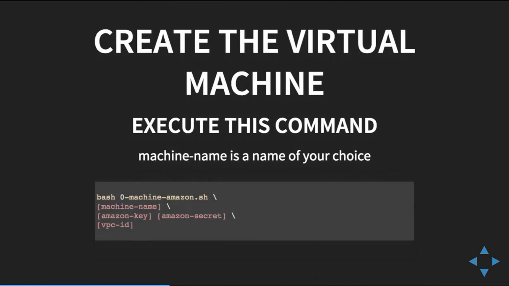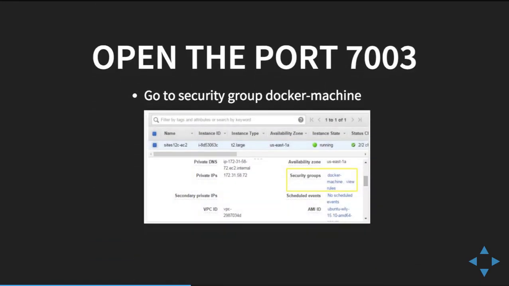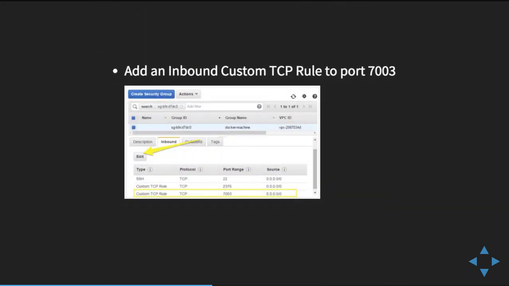Once we have collected the information, you can execute the command shown below. Note the machine name is an arbitrary name, while the others are the parameters we collected before. After the instance is created, you need to open port 7003. Select the instance in the dashboard, then click on the link, Docker Machine, to reach the security group. Click on the Edit button and add a custom TCP rule in the inbound group. The rule must open port 7003 from any IP address.